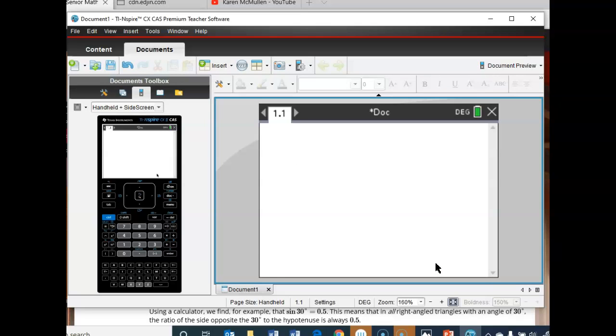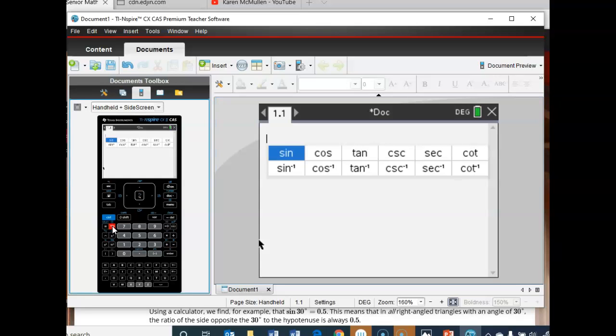If you're wondering where your trig ratios are, they're under the control sign next to the control button. I can't even see that, it's so small, and there they are. So we've got sine, cos, tan, etc.